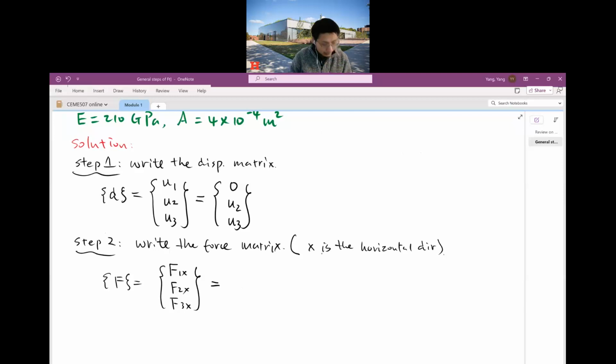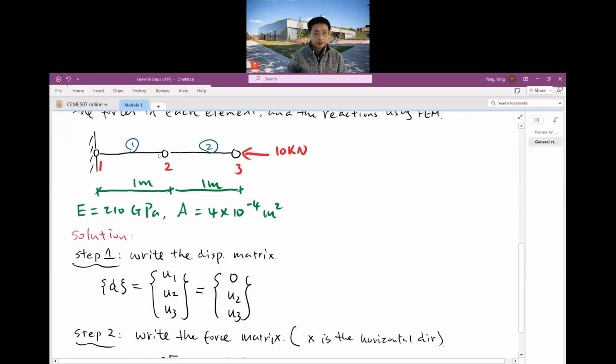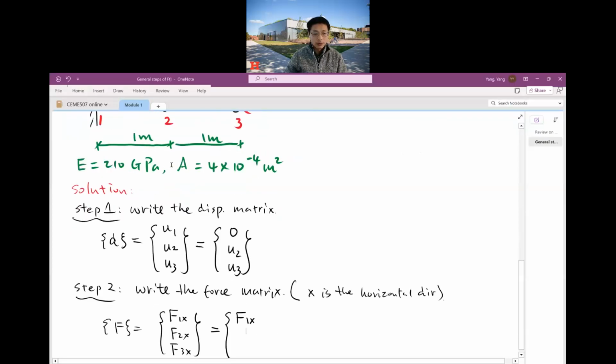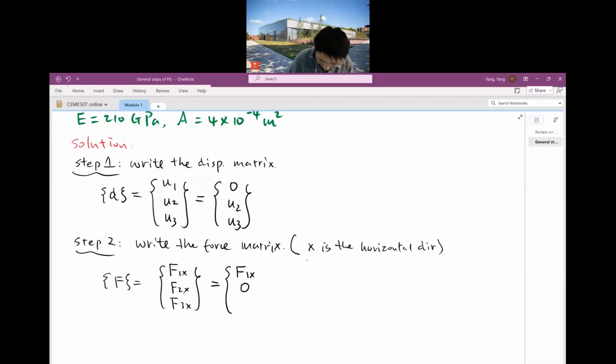So here we can also tell which one is known and which one is unknown. For F1x, because there is a reaction force, F1x is unknown to us. F2x, since there is no external force applied to node 2, we put a 0 here. Similarly, for node 3, we have minus 10 kilonewton here. That's the force matrix.